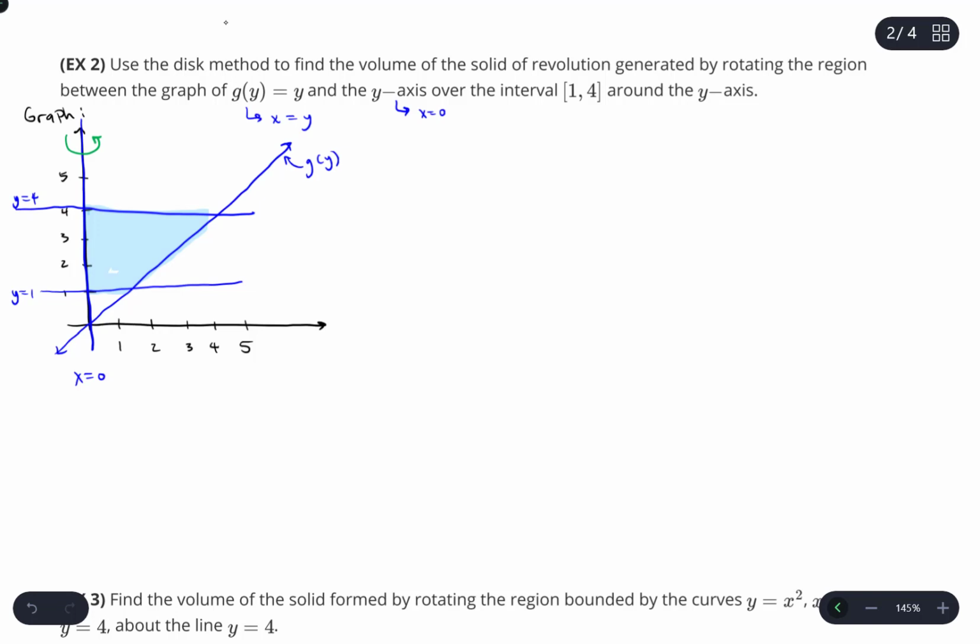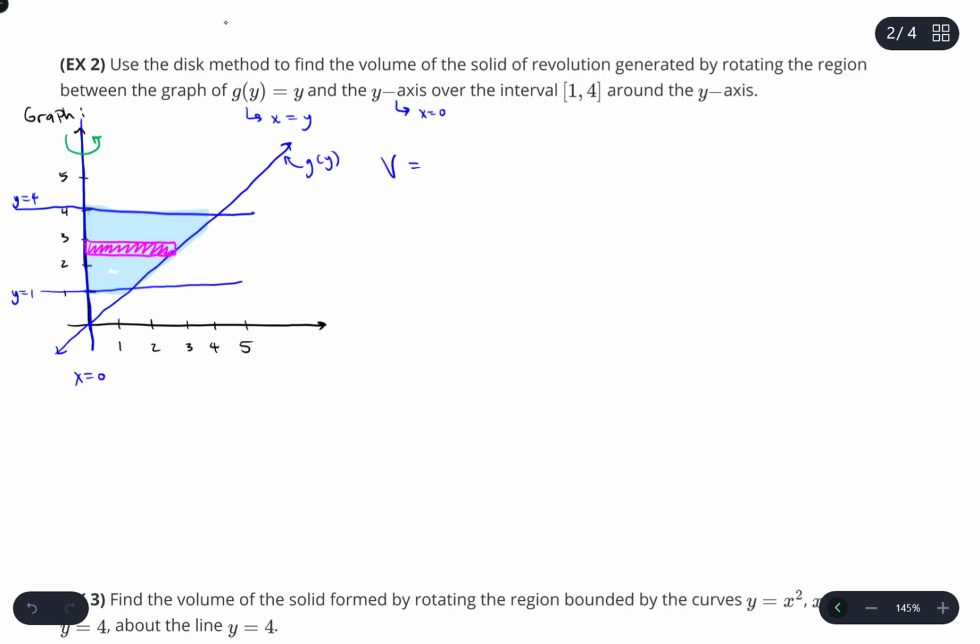In order to rotate this region around the y-axis, as I said before, I have to use a horizontal rectangle here. I don't really get a choice in the matter, because if I used a vertical rectangle, I would get a different kind of shape when I rotate that around the axis. No way around it.